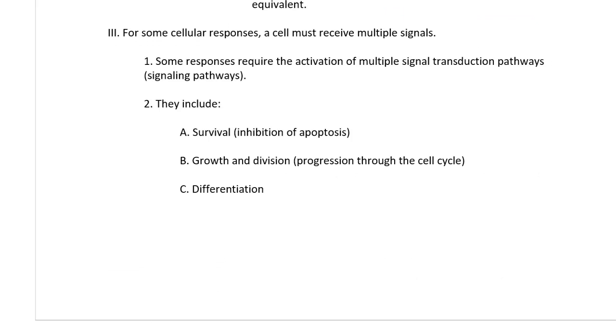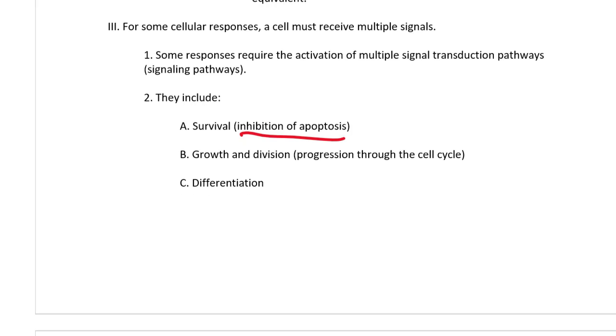For some cellular responses, a cell must receive multiple signals. Some responses require activation of multiple signal transduction pathways. They include survival, inhibition of apoptosis. This is very important. You don't activate apoptosis. Apoptosis is actively being inhibited by cells that are alive. The lack of survival signals will lead to that inhibition being removed from apoptosis, and therefore apoptosis will be triggered. Growth and division, progression through the cell cycle. Differentiation.